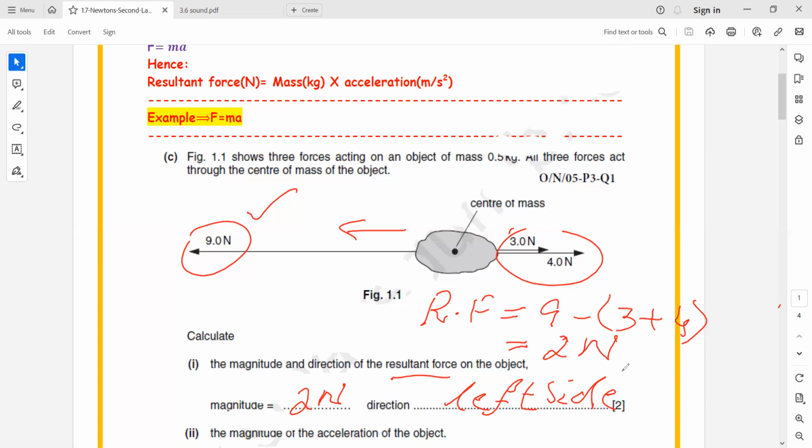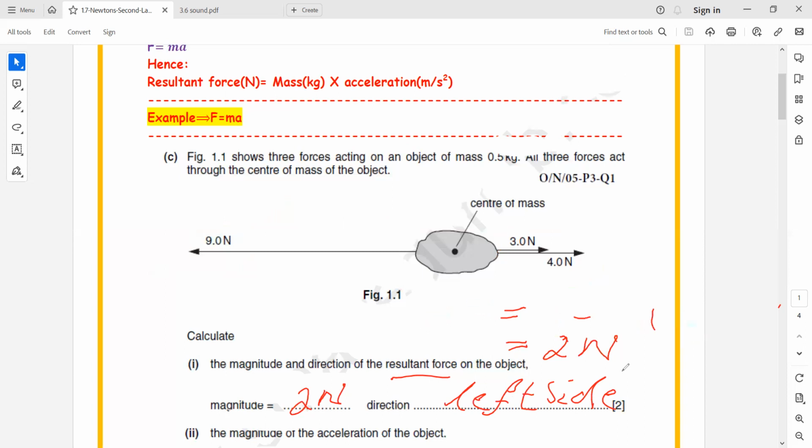Is it clear with you? Yes, sir. Okay, good. Now we remove all this. We're going to the next part.